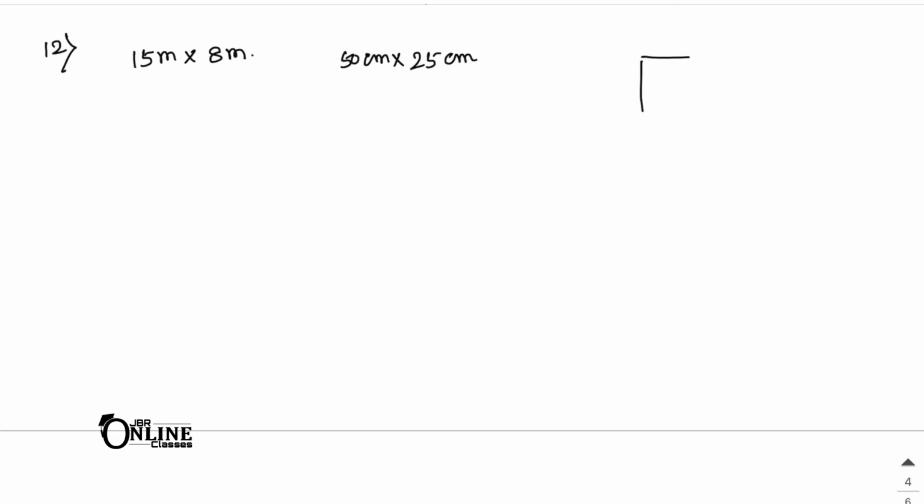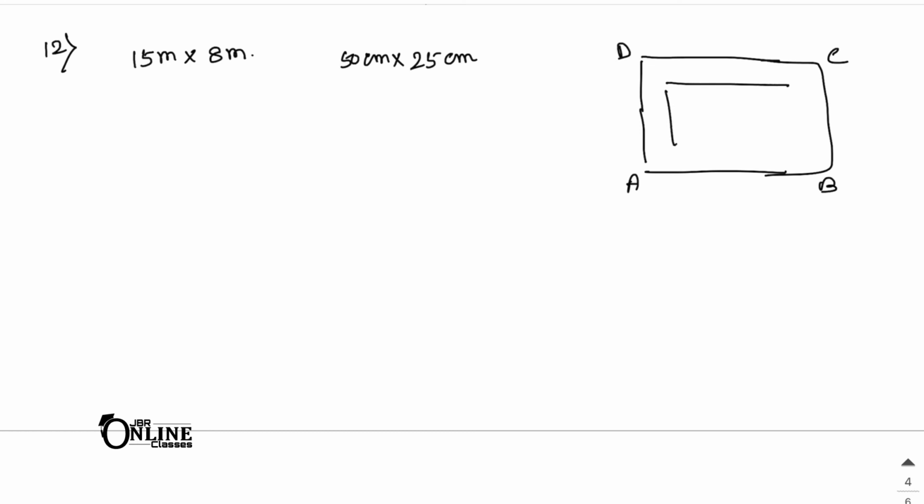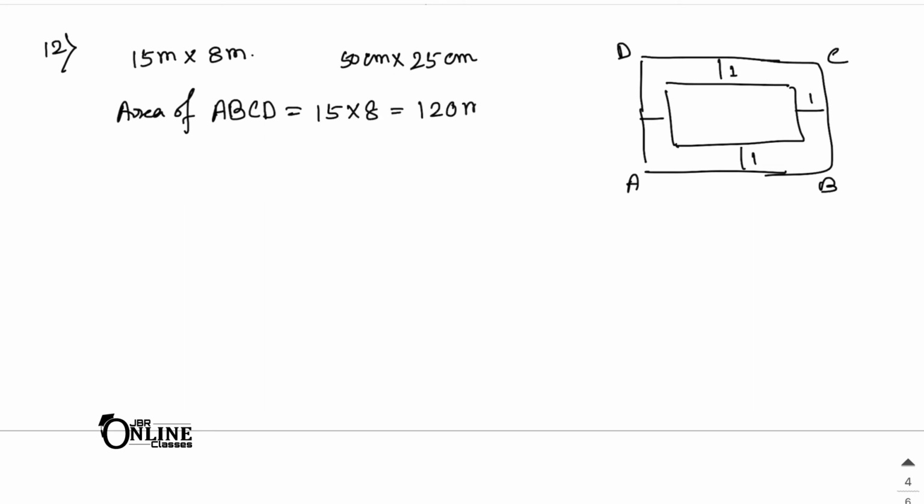So first here draw a rectangle. So that is the rectangular plot. Suppose here A, B, C, D, and that portion, so it is 1 meter from every side. So here ABCD is a rectangular field whose measurement is 15 meter and 8 meter. So length means 15, breadth means 8. So first you have to find out the area. So area of ABCD, that is 15 into 8, that equal to 120 meter square.